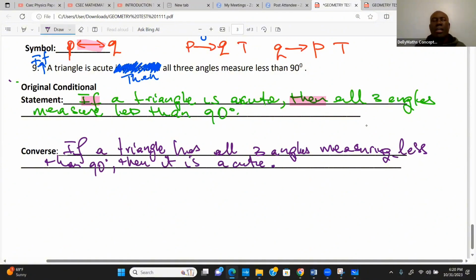All right, so basically, there it is. We were able to take conditional statements. We write the converse, the inverse, and the contrapositive. We look at the symbols. Also, when given a conditional statement, we were able to write the original statement and the converse.